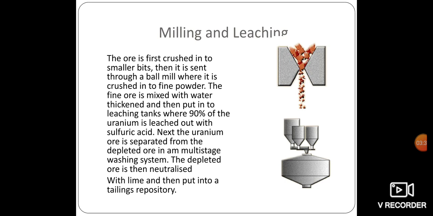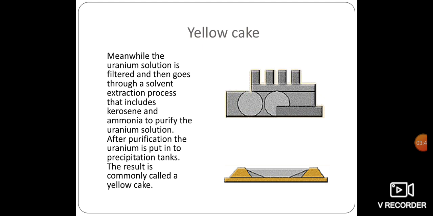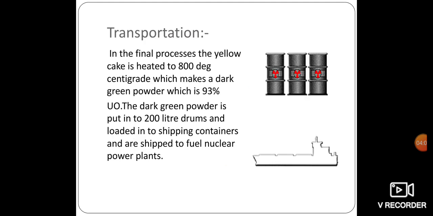Next, the uranium is separated from the depleted ore in a multi-stage washing system. The depleted ore is then neutralized with lime and put into a tailings repository. Meanwhile, the uranium solution is filtered and then goes through a solvent extraction process that includes kerosene and ammonia to purify the uranium solution. After purification, the uranium is put into precipitation tanks. The result is commonly called yellow cake.